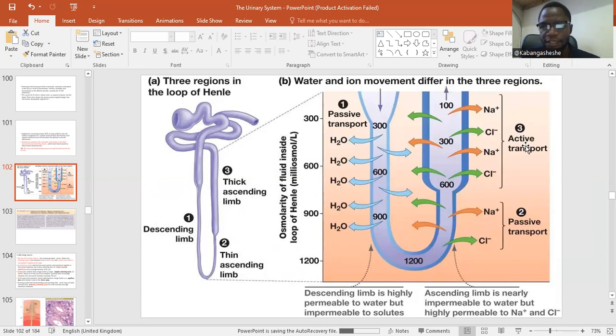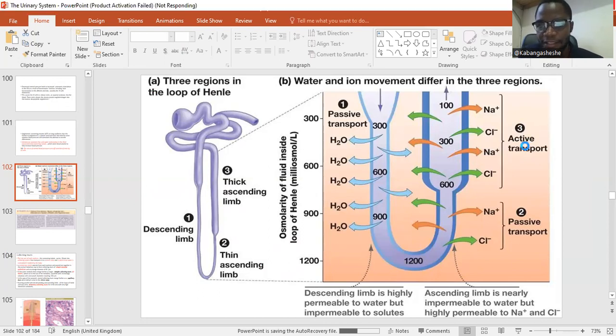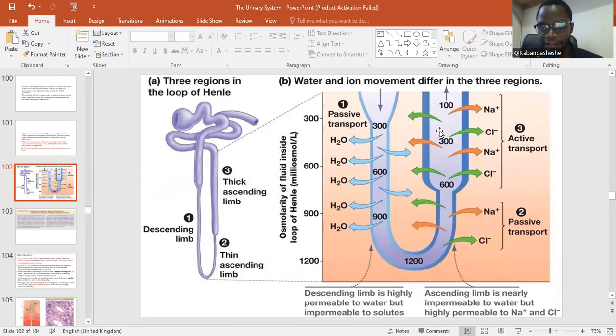So that process, you see that it is selective. It's not all elements from blood going there, and it's not all elements from the renal tubule going there. It is only those selected elements. That's why it's called selective reabsorption. Okay. Now we are saying the last part of urine formation is secretion. You can also call it selective secretion anyway.